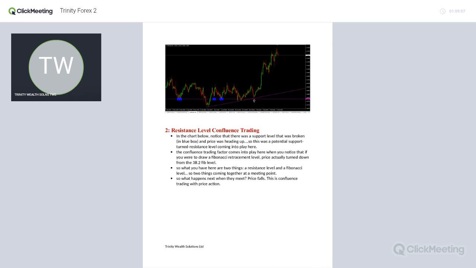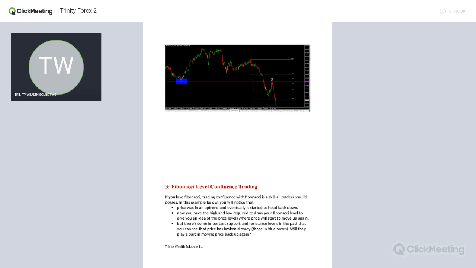So what you have here are two things: one, a resistance level, two, a Fibonacci level. So two things coming together at a meeting point. So what happens next when they meet? Price falls. This is confluence trading with price action, all right? And you're going to see the chart to see all those explanations.